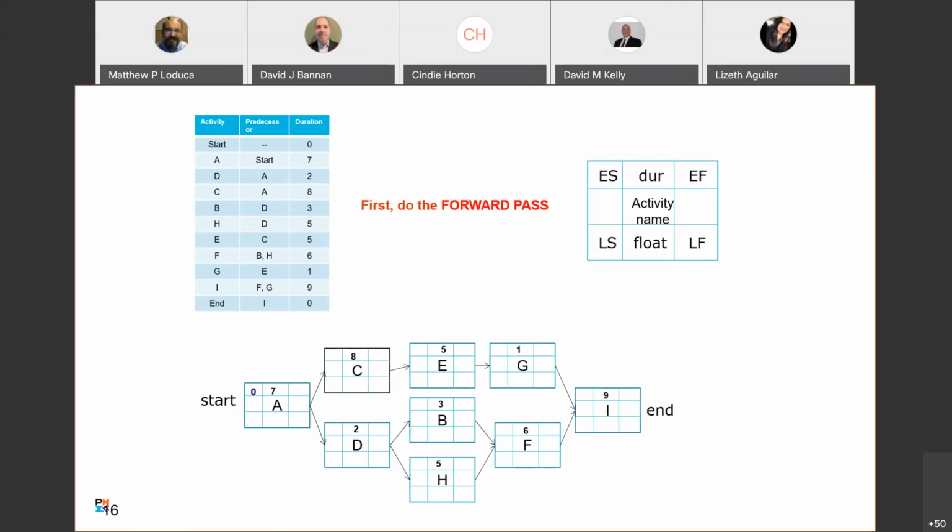So 0 plus 7 gives us the 7 right here. We're going to bring 7 forward for both task C and D. Then we're going to add the durations in.